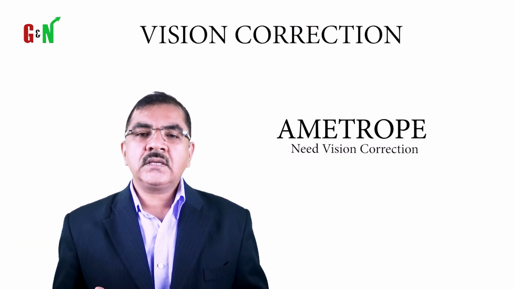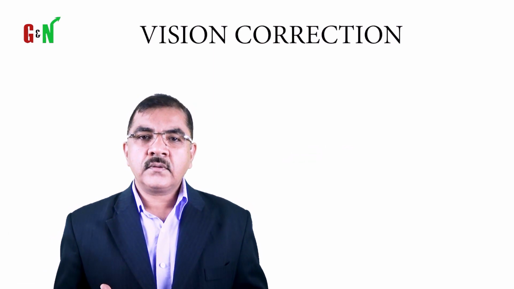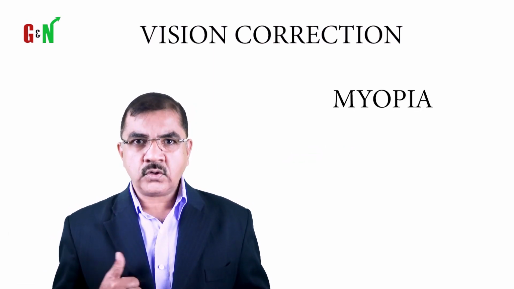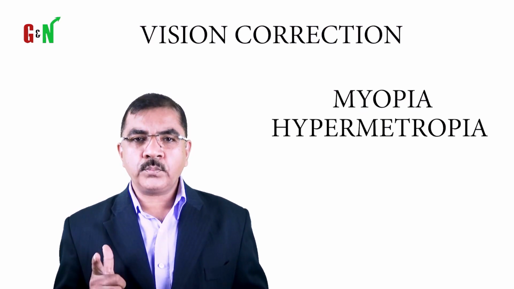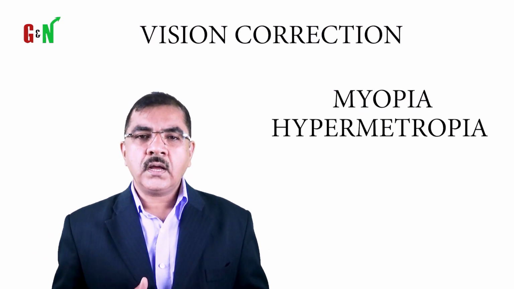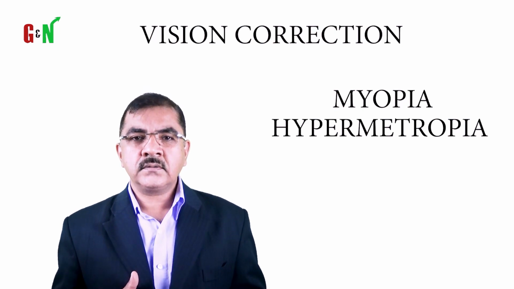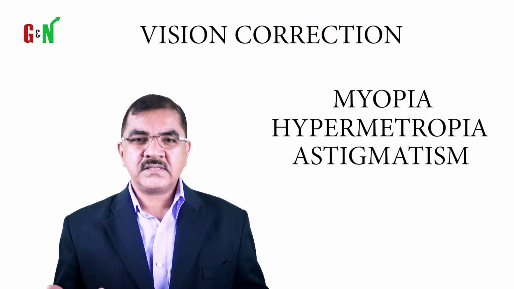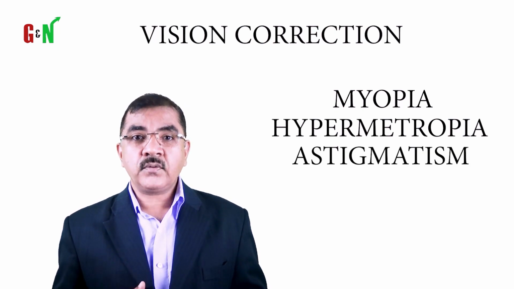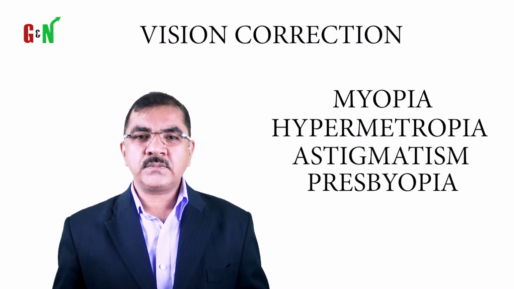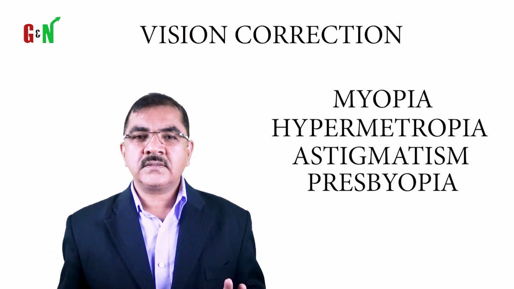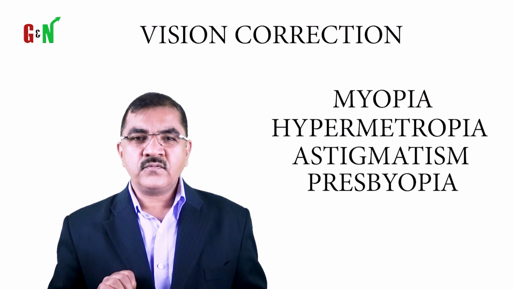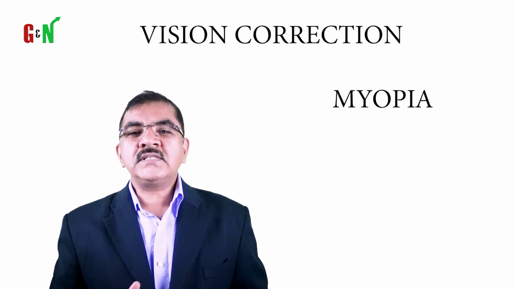So basically, we have number one, myopia, short sight. Number two, hypermetropia, or in short, hyperopia, long sight. Number three, we have astigmatism. And number four, we have presbyopia. That's it. Nothing more, nothing less. Four types of vision correction. So, what is myopia?